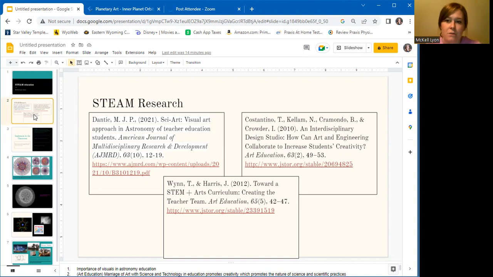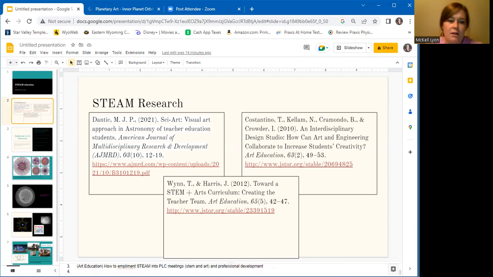The next 2 articles both come from a periodical called Art Education. The first one talks about how marrying art, science, and technology can help with developing student creativity, which promotes students to think like a scientist, understanding the nature of science and scientific practices. The third article from that same periodical talks about how to implement STEAM into PLC meetings. So you're taking educators that don't normally work together in a PLC, science educators and art educators, and showing how to work together to develop curriculum that promotes sense making in science.